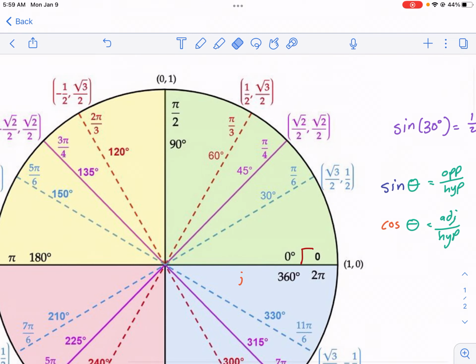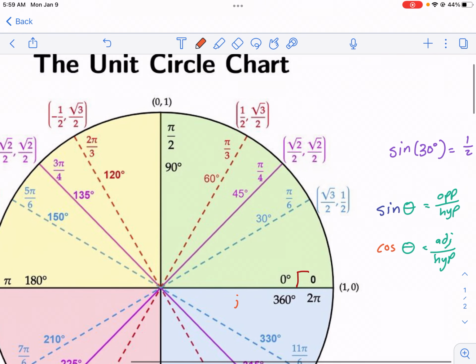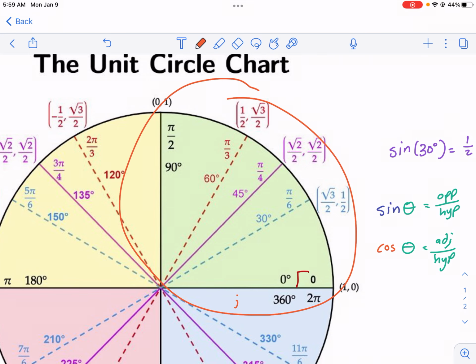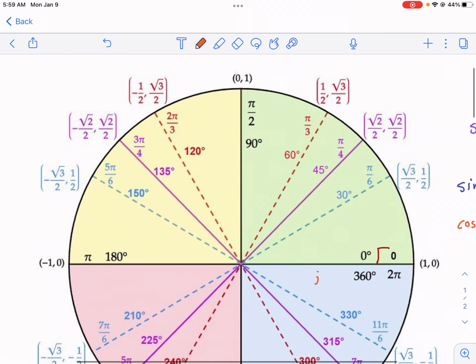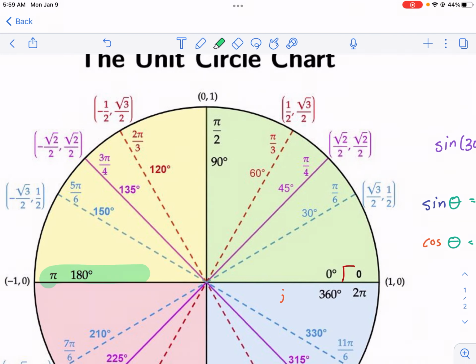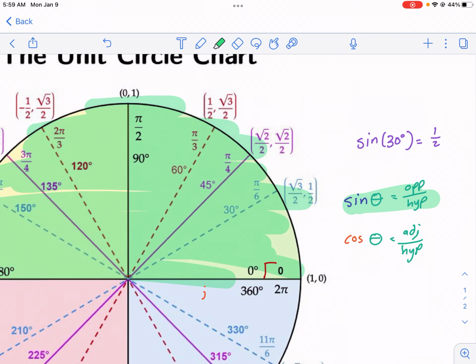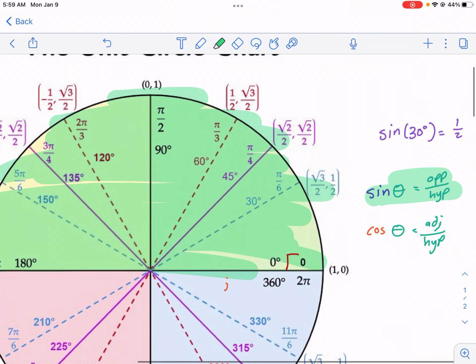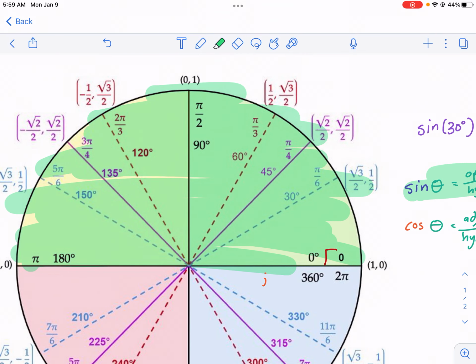So in green here, both sine and cosine are positive. In this section, sine and cosine are both positive. That's the first quadrant. And in this section, it's different. So I'm just going to break this down. If we have anything above the x-axis, sine is going to be positive.